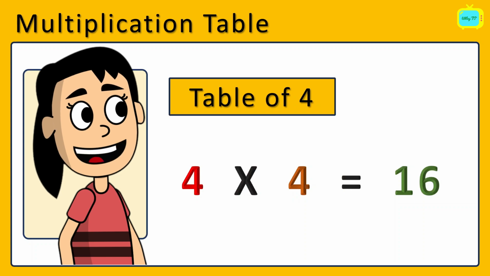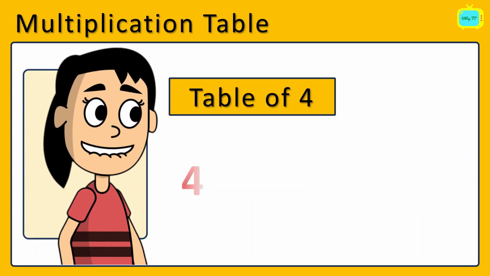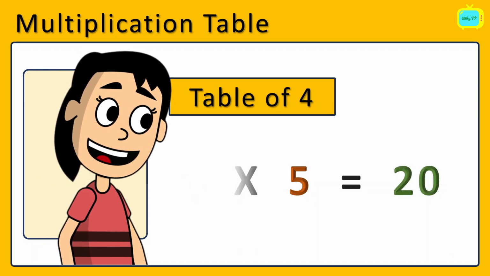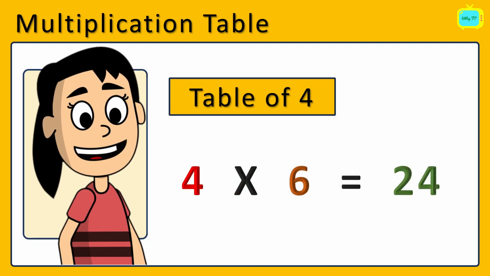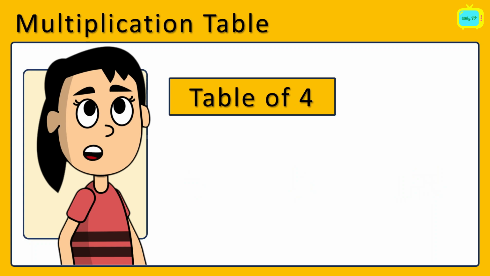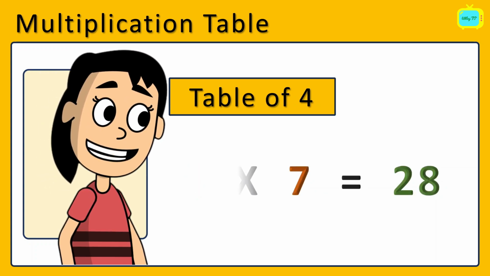4 4s are 16. 4 5s are 20. 4 6s are 24. 4 7s are 28.